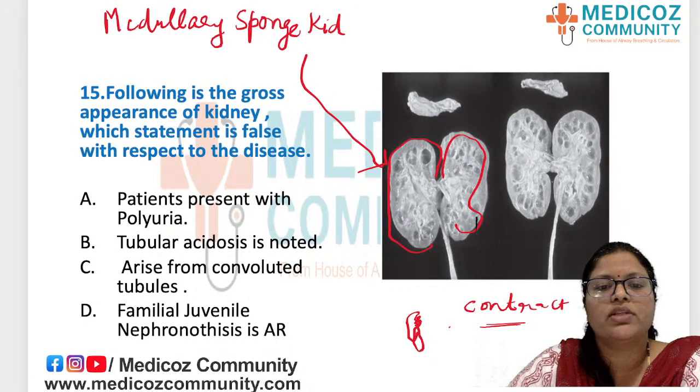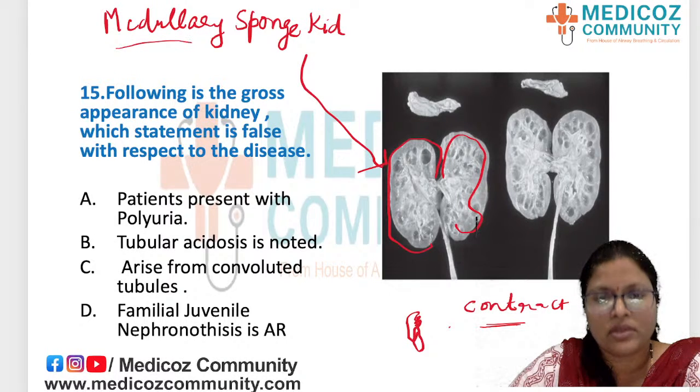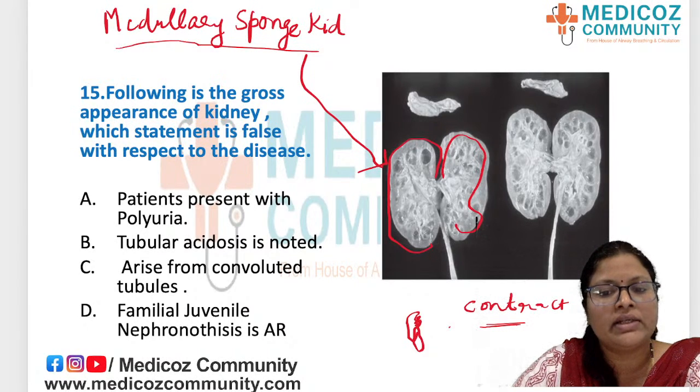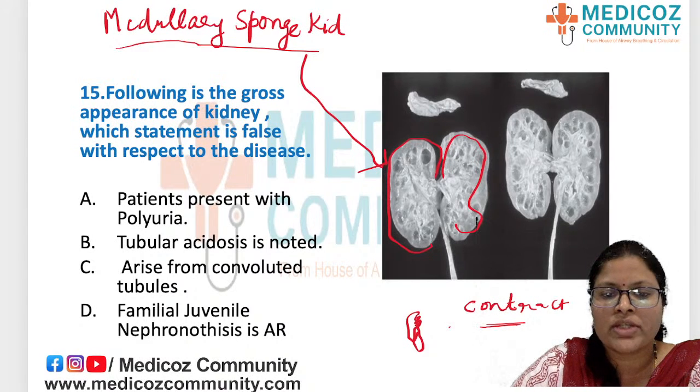Remember, this is medullary sponge kidney. It's a cystic kidney disease, and here you don't have shrinkage of the kidney, and it looks like a sponge kidney. Okay, so these patients, yes, they present with polyuria. So option A is correct.